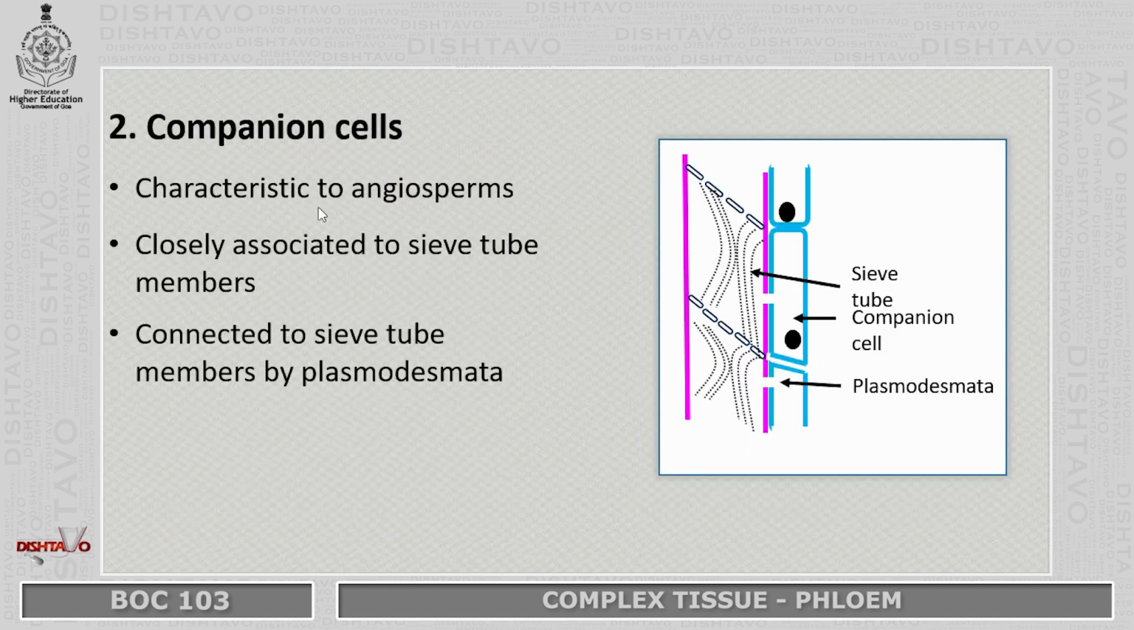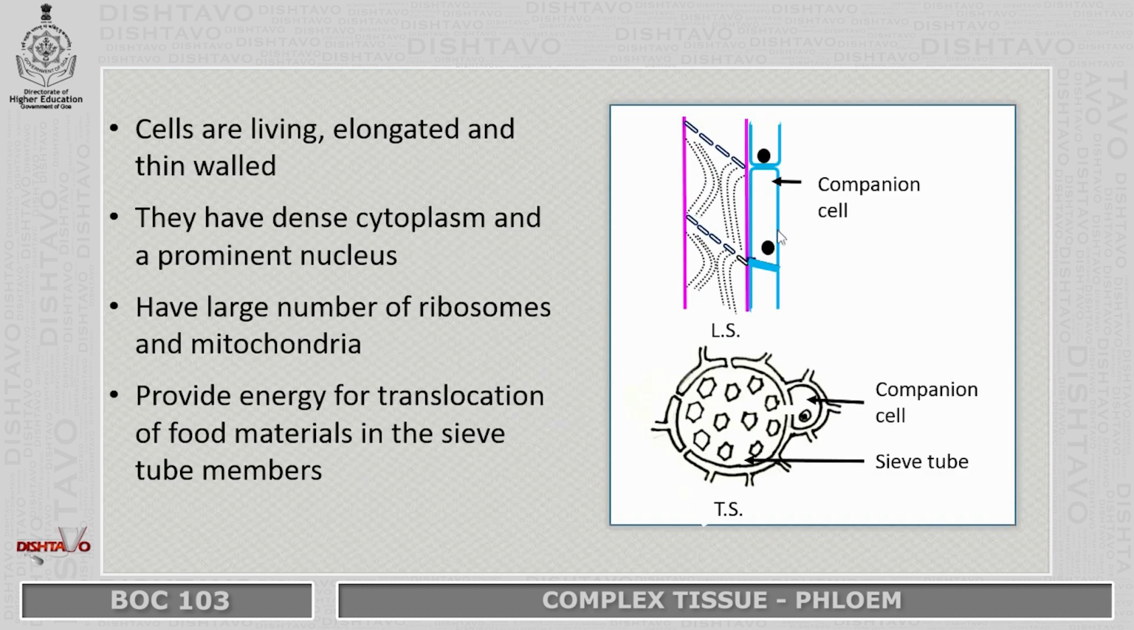Companion cell. This is a characteristic feature of angiosperms and they are closely associated with the sieve tube. The sieve tube and the companion cell are interconnected by means of plasmodesmata. Each companion cell is living, elongated and thin walled. It has dense cytoplasm and a prominent nucleus, with large ribosomes and mitochondria, which provide the energy required for translocation of the food materials in the sieve tube members.